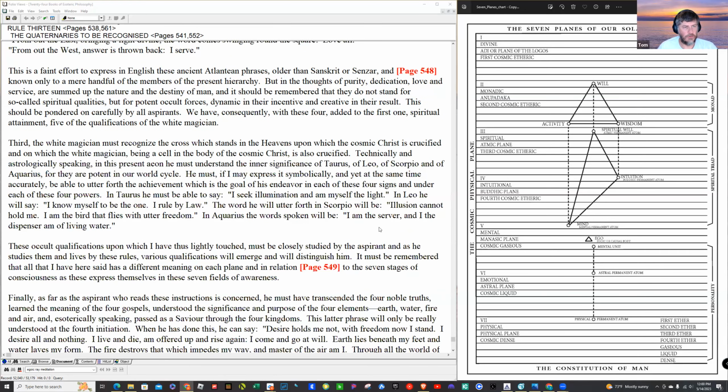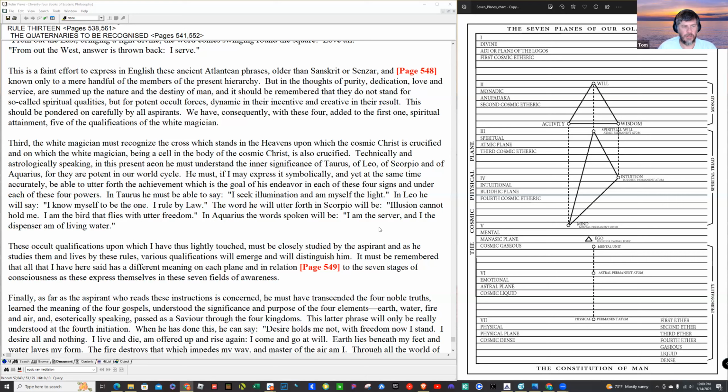This is a faint effort to express in English these ancient Atlantean phrases, older than Sanskrit or Senzar, and known only to a mere handful of the members of the present Hierarchy. But in the thoughts of purity, dedication, love, and service are summed up the nature and the destiny of man, and it should be remembered that they do not stand for so-called spiritual qualities, but for potent occult forces, dynamic in their incentive and creative in their results. This should be pondered on carefully by all aspirants. We have consequently, with these four, added to the first one, spiritual attainment, five of the qualifications of the white magician.